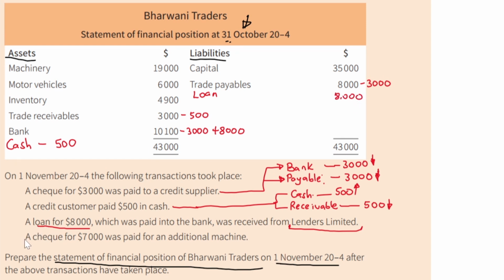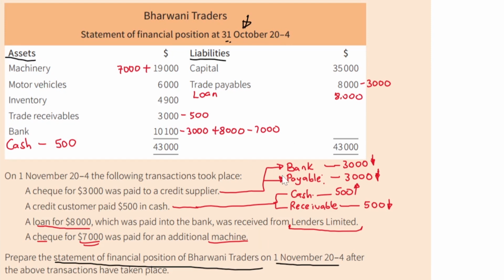So that's it. Then a check for 7,000 was paid for an additional machine. So we acquired a new machine in the business, and it was paid for by check. In other words, the money in the bank is going to reduce by 7,000, minus 7,000. And the corresponding change is we have a new machine in the business. Now machinery here we have 19,000 plus the new machine, which was 7,000. So that one is done.